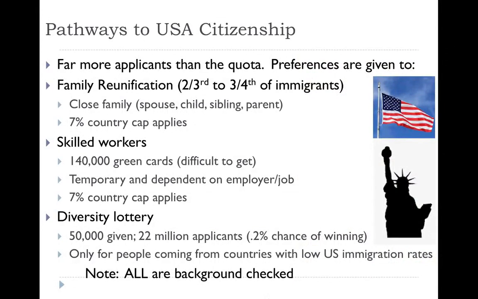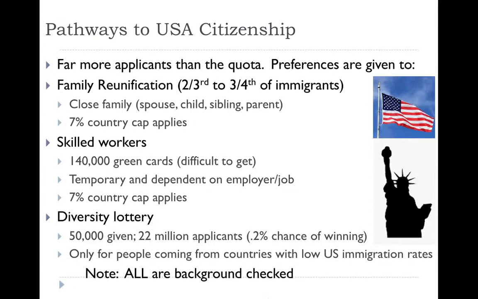There are plenty of pathways for U.S. citizenship, though. When we talk about applicants and ways for people to become citizens in the United States, there are way more applicants than there is quota. The preferences tend to be given to three levels of people. The first is family members to be reunified.